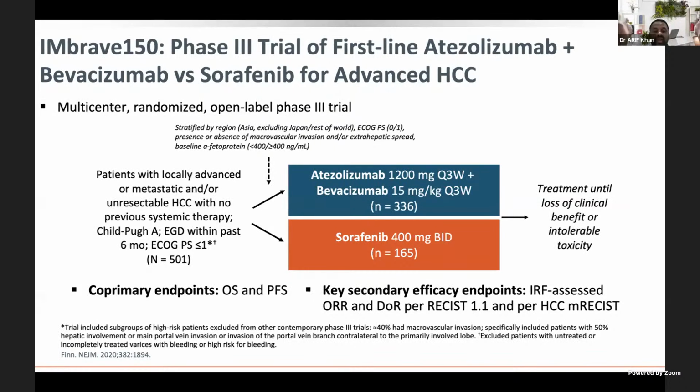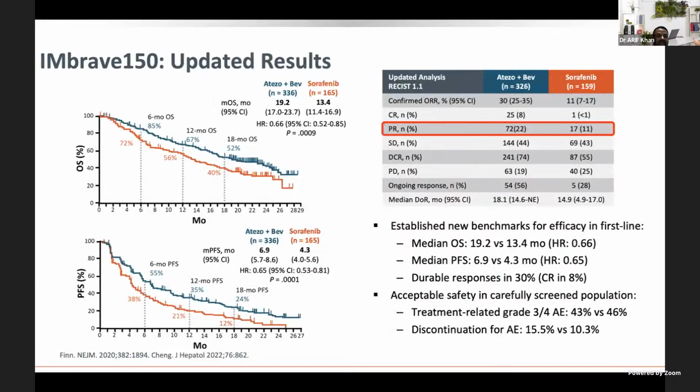Endoscopy was done to rule out varices. The endpoints were OS and PFS, co-primary endpoints. Atezo-bev versus sorafenib. Treatment was continued till loss of benefit or toxicity. So let's see the results.